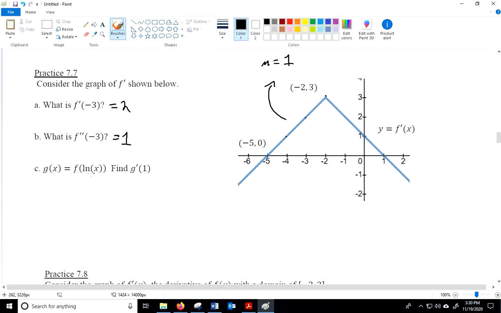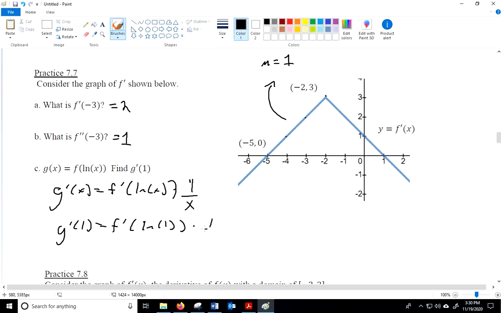If g of x equals f of the natural log of x, find g prime of 1. G prime of x then is f prime of the natural log of x times the derivative of the natural log of x. So g prime of 1 is f prime of the natural log of 1 times 1 over 1. The natural log of 1 is 0. Remember, log of anything to the 0 power is 1, so the natural log of 1 must be 0. And so this is asking for f prime of 0, which is 1.